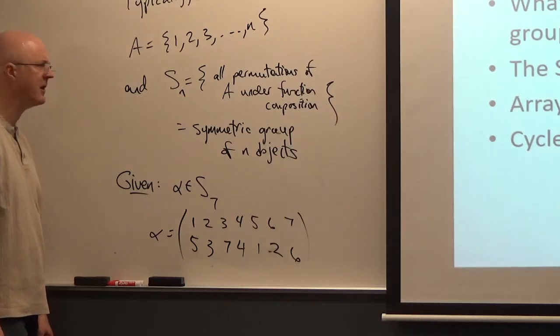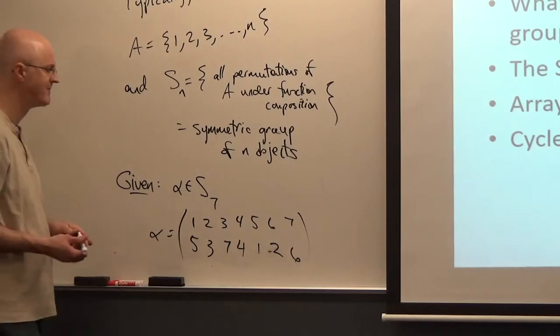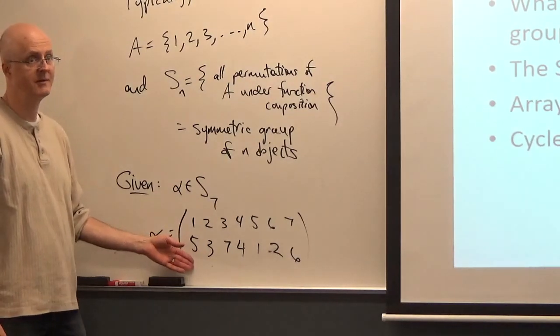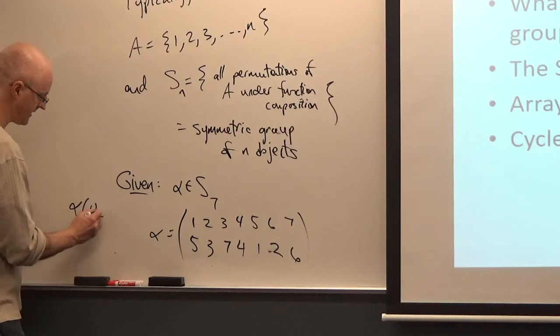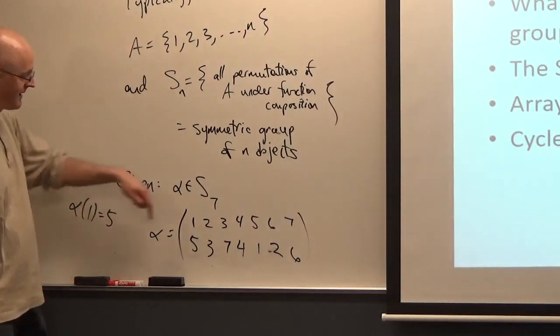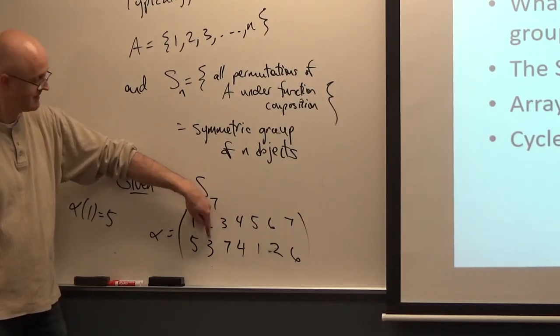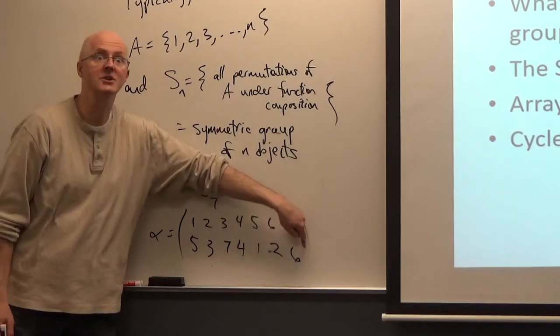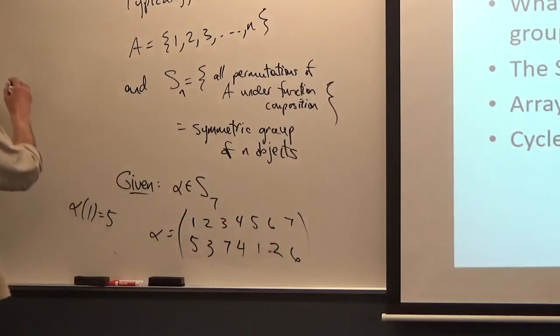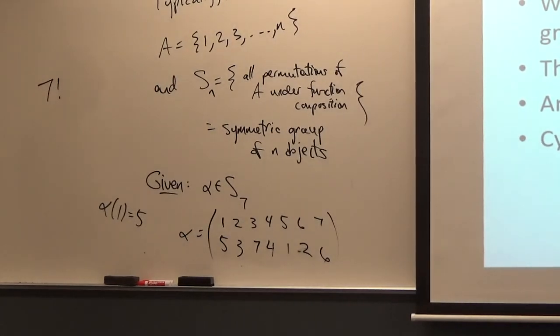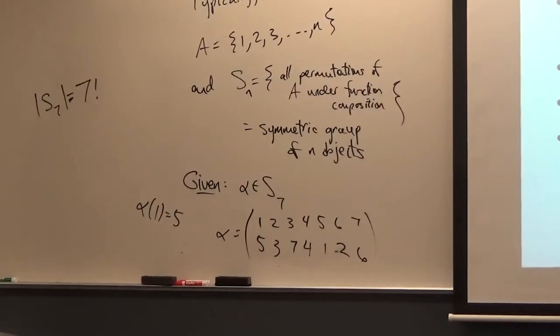How many functions are going to be in S7? Well, since I picked the numbers in a somewhat random order, I really had 7 choices for the first number that I put there as the output of alpha at 1. I could also write this, alpha of 1 is 5. I already picked one number there before going on to the next one. I had 6 choices left there. Then 5, then 4, then 3, then 2, then 1 choice left at the end. All together giving me 7 factorial possible permutations. Now you see the relationship to discrete math. The order of S7 is 7 factorial. In general, the order of Sn is going to be n factorial.